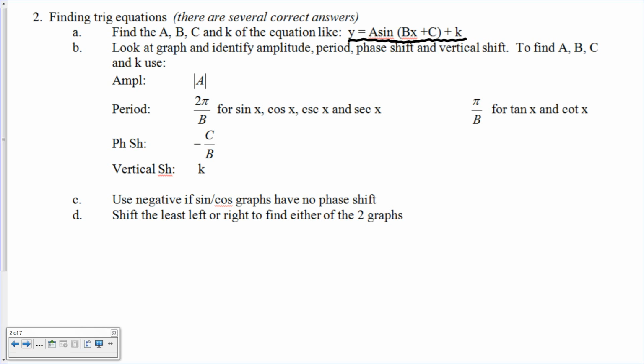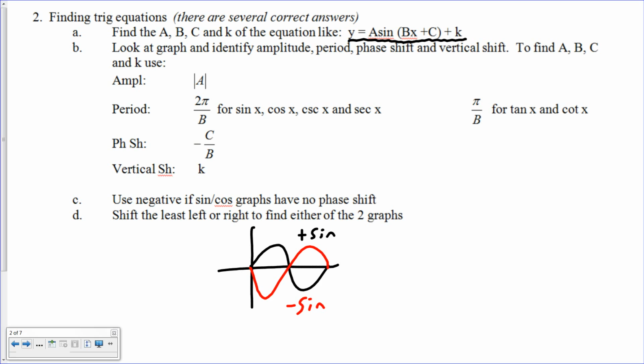For example, you may have a graph that looks exactly like a sine graph. A positive sine graph starts in the middle and goes up. If that's the case, you know you absolutely want to use a positive sine. But if you see a graph where you're starting at 0 and going down, you know on that graph you want to choose a negative sine because there is no phase shift.